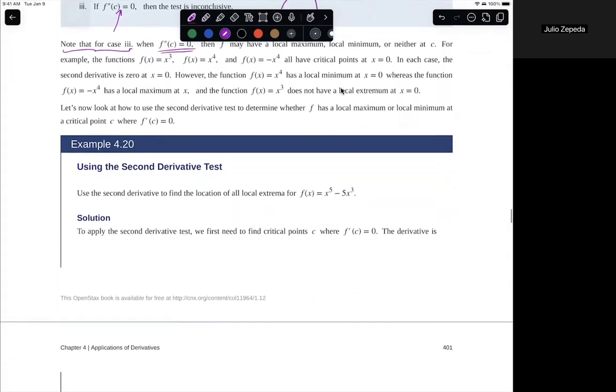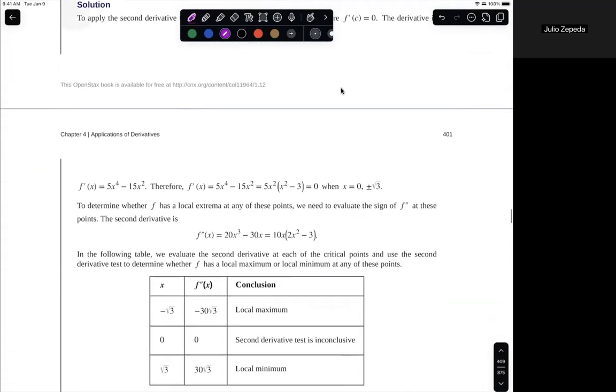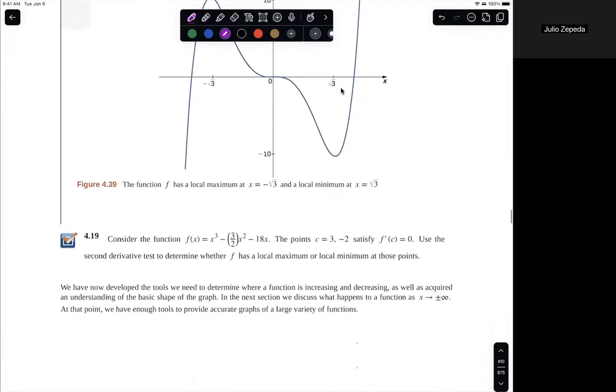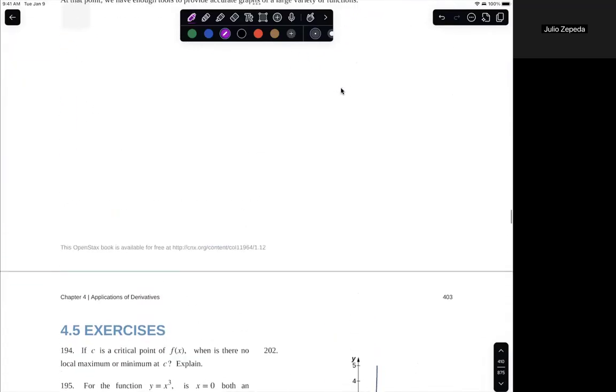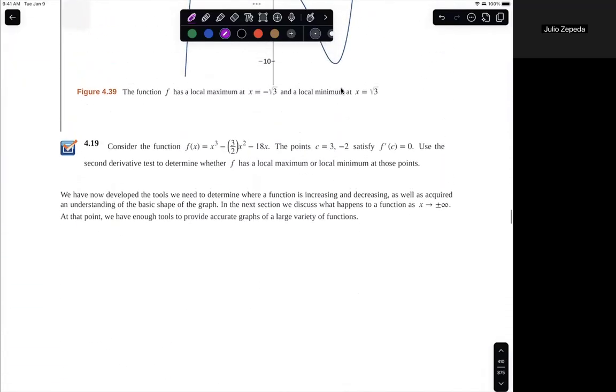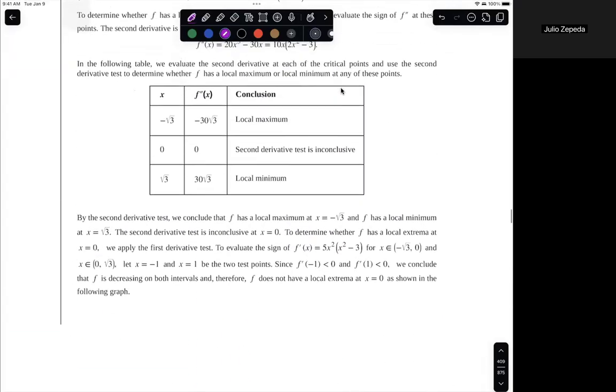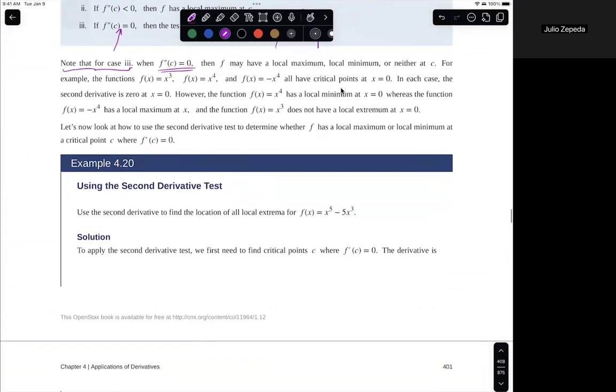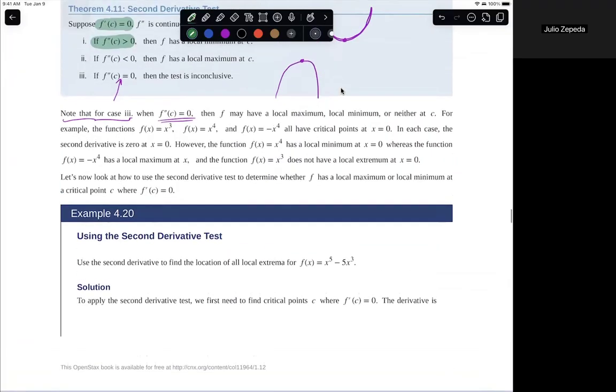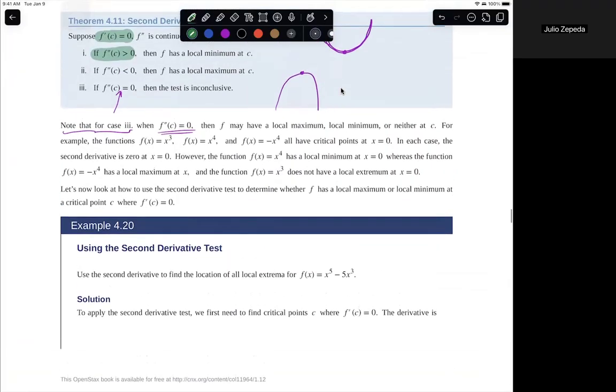Let's do our last example, one that's not that complicated, just to finish out. This example that they give us, let's go ahead and do that one. It says, use the second derivative to find the location of all local extrema for this function. There's our function, f of x. Let's find the derivative so that we can find the critical values.